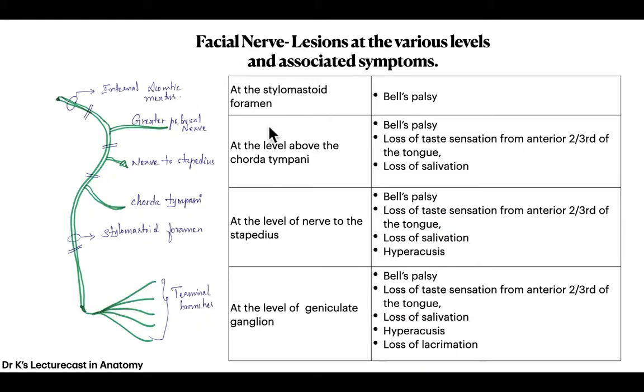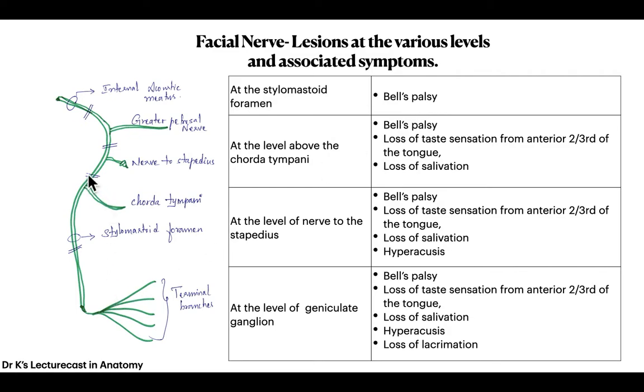So now what happens? Okay, this is supranuclear and infranuclear lesion. So the branches we already discussed: greater petrosal nerve, nerve to stapedius, chorda tympani, and at the stylomastoid foramen it gives terminal branches. What happens? Let's go from below. If there is an injury here to the facial nerve, only the terminal branches supplying here are cut. So that is Bell's palsy.